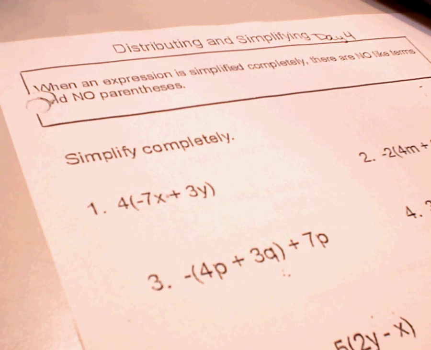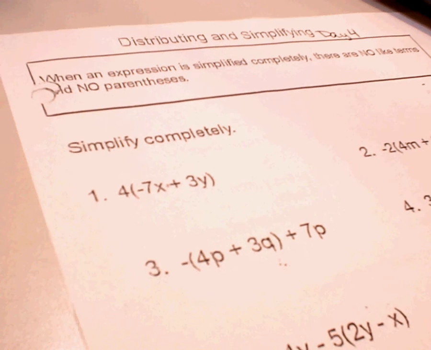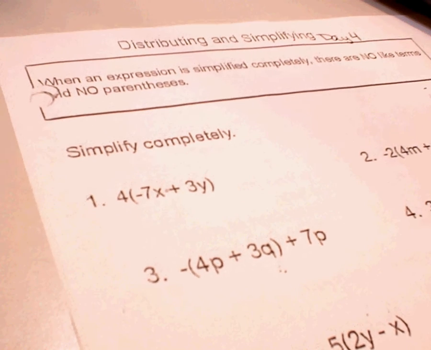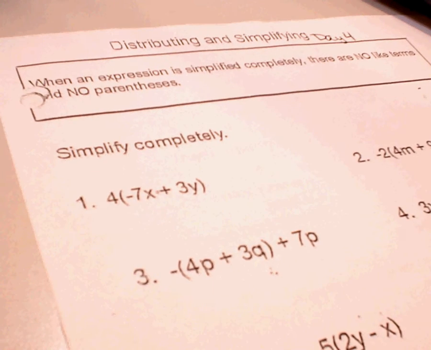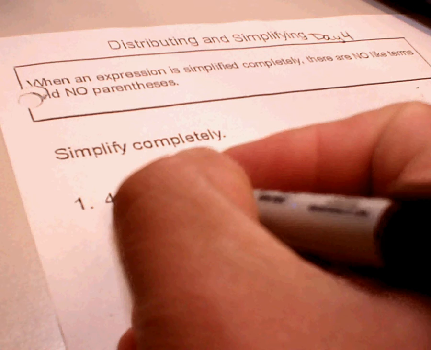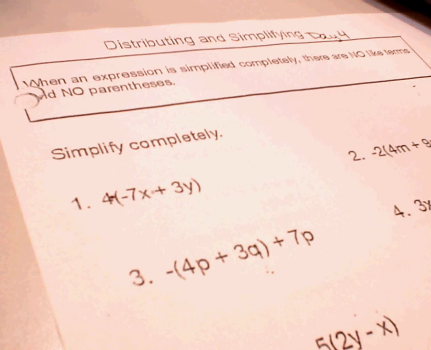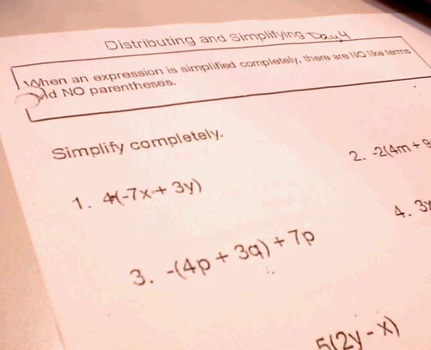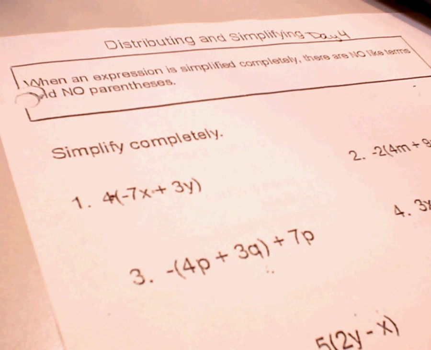When there is an expression with parentheses and a number next to it, it means that there is a multiplication between the number and the parenthesis. And we are going to apply that multiplication and the number to every separate term that's inside the parenthesis.